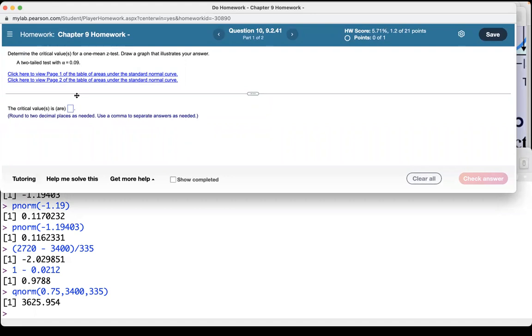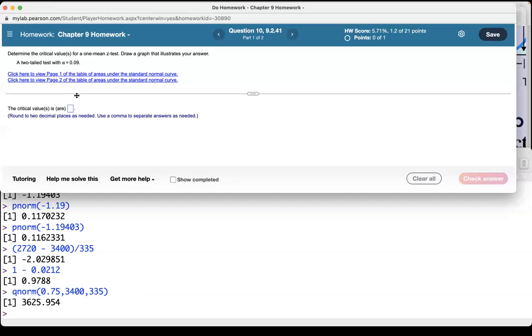Here, question 10 says we want to find the critical values for a one mean z-test. One mean means that we just have one population that we're studying. We'll talk about two means later. That's what chapter 10 is all about. But the one mean z-test just means that we have one population. And we want to find a two-tailed test with alpha equals 0.09.